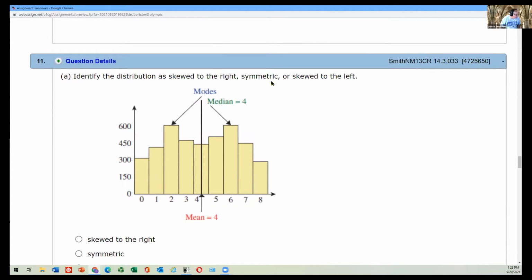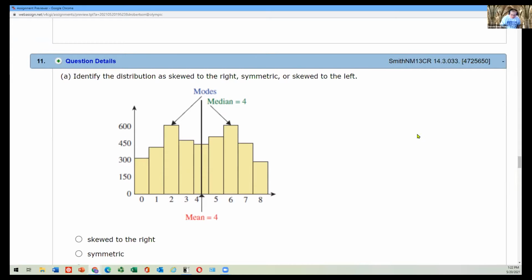Now, here we have a mean. The mode is a total distraction. I wish it wasn't even there. But here is the mean and here is the median. Based on those positions, what does this data have? Symmetric, if they're pointing at the same place. Correct. Agreed? They're both in the middle.